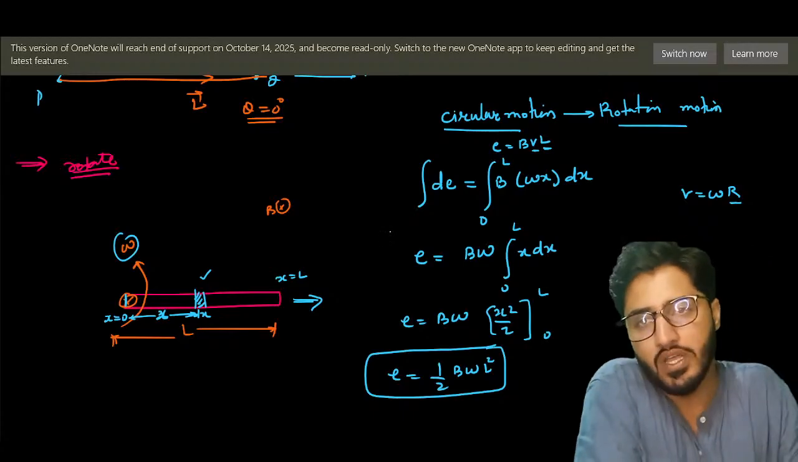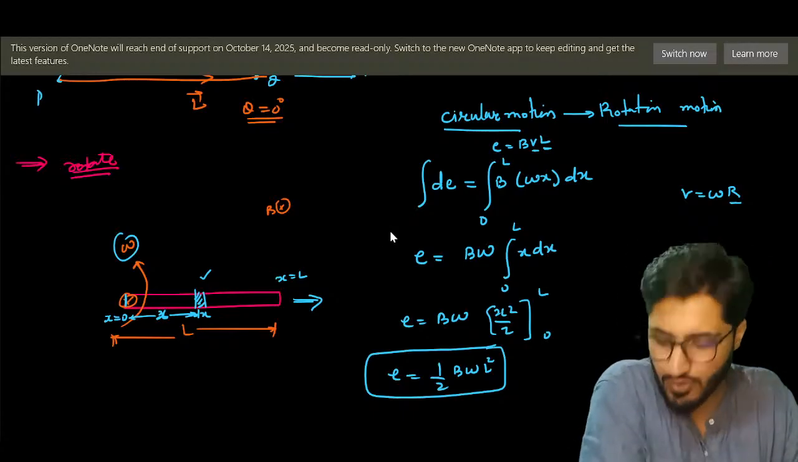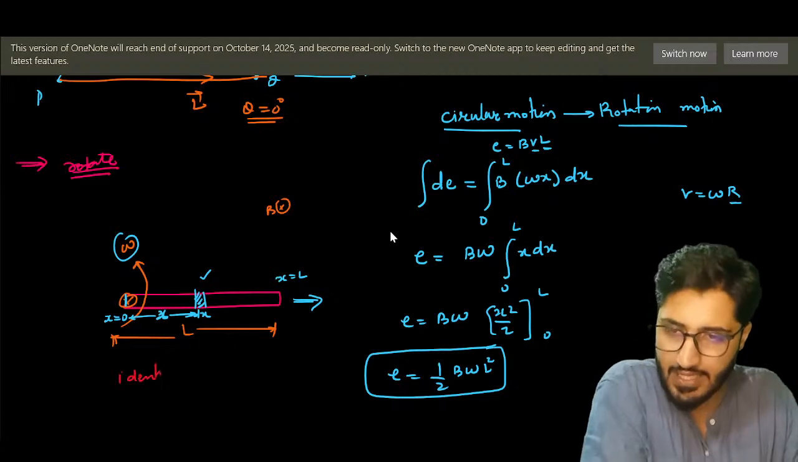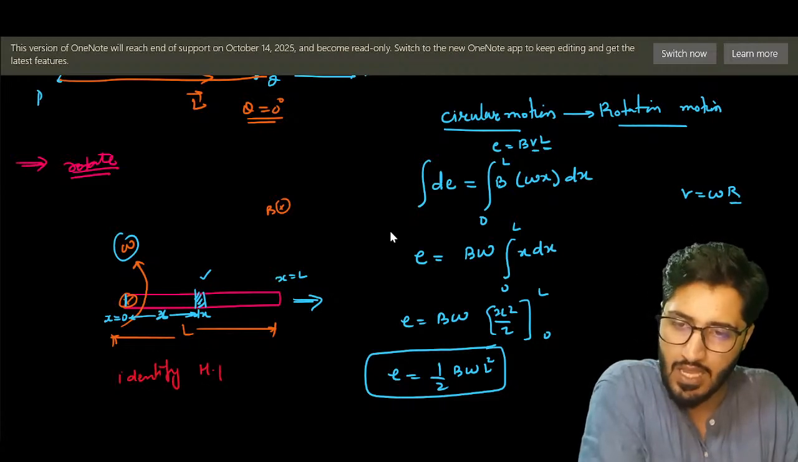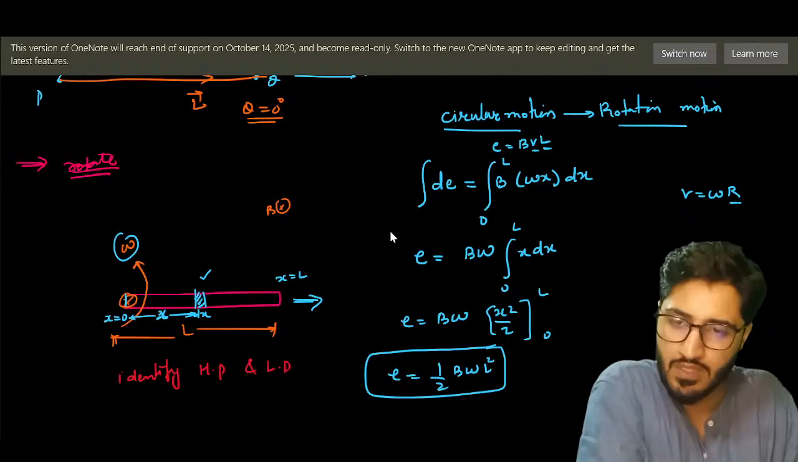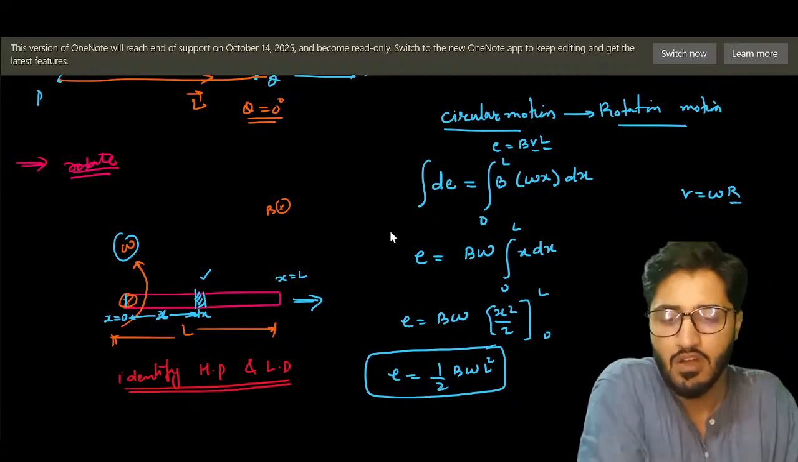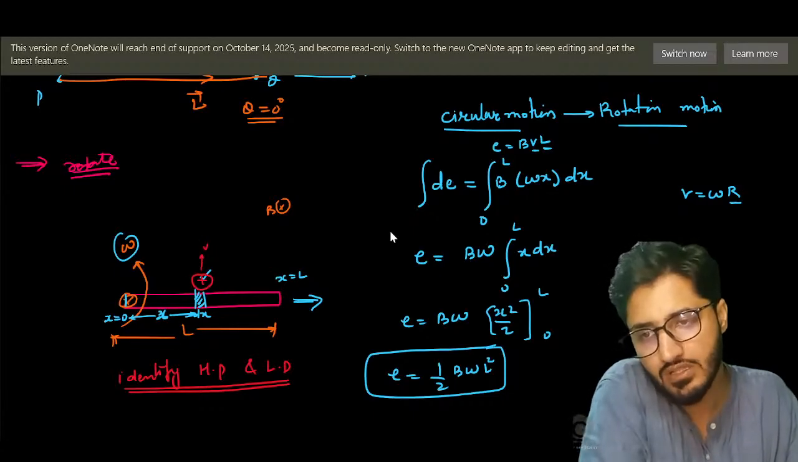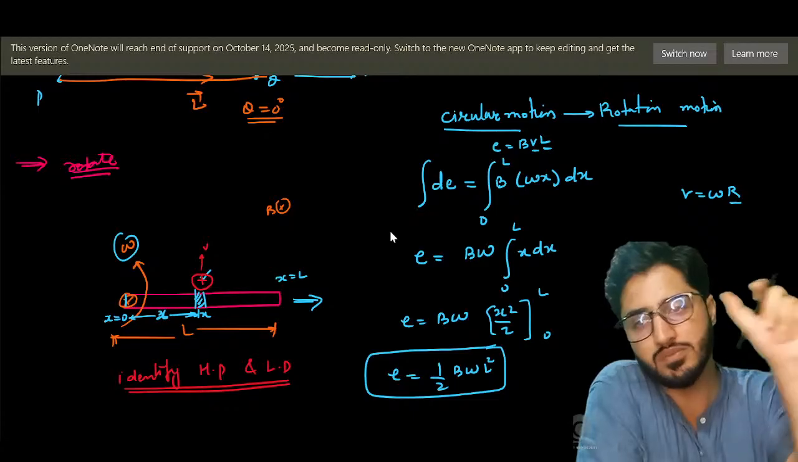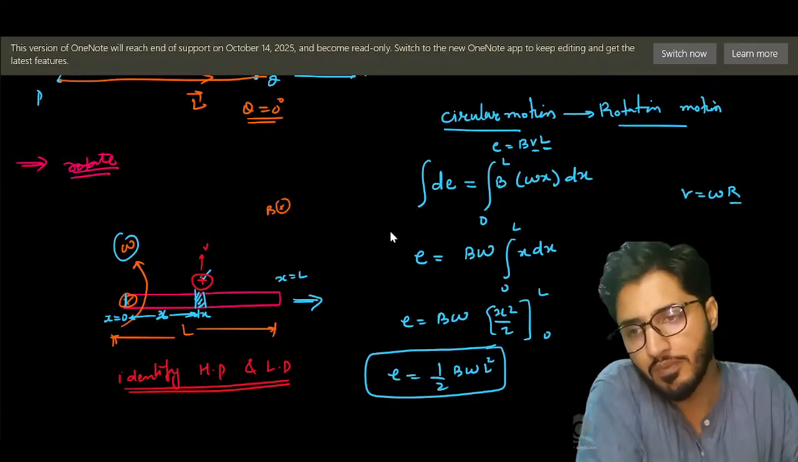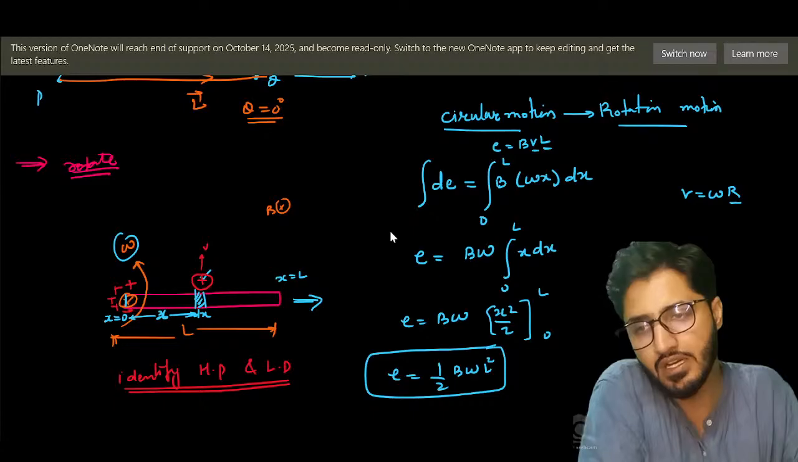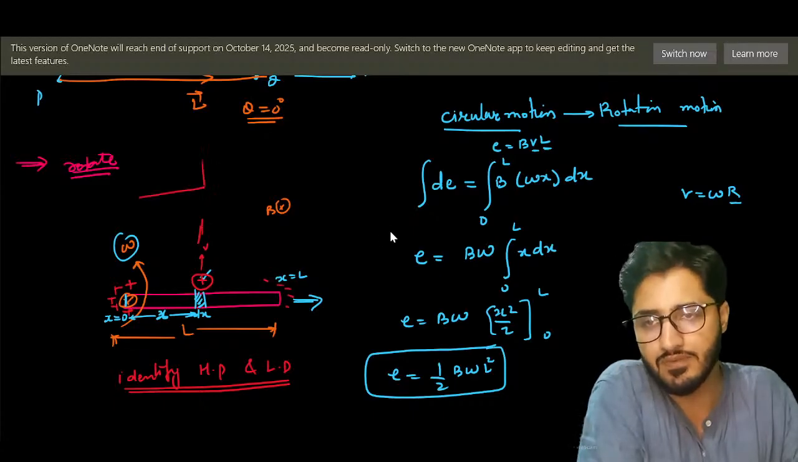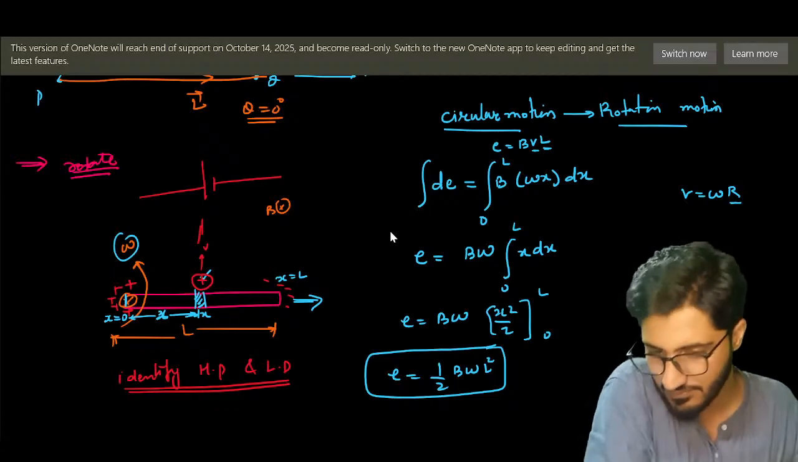Now I will ask you one numerical: identify high potential and low potential. Sir, let us suppose we have a positive particle here, going upwards with velocity v. Take right hand, V cross B, so the force will be rightwards. So the positive charge will accumulate here and negative charge will accumulate here.